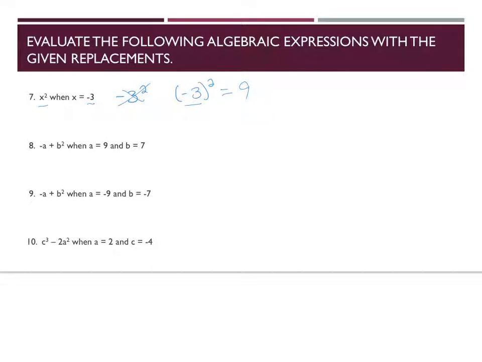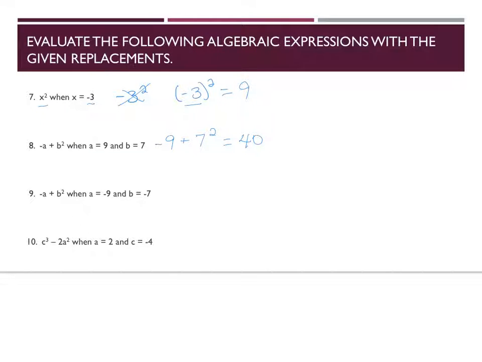Number 8, I've got a negative in front of my a, and a is supposed to be 9. If I write negative and then I write 9, that takes care of everything without me needing to add additional parentheses. Now I want to add b squared, and b is 7. 7 squared is the same with or without parentheses because it's positive. So this is an example where I didn't really need to add anything extra. I just plugged in my numbers, typed it into my calculator, and I should get 40.